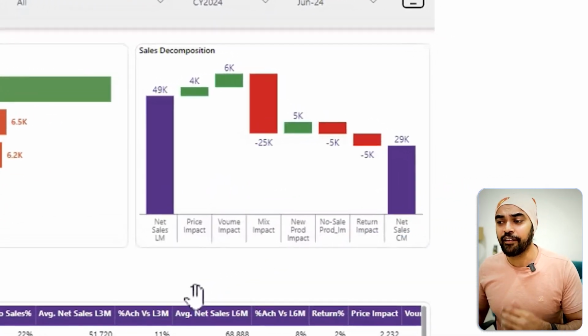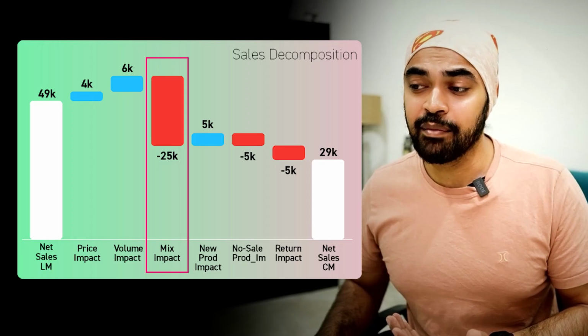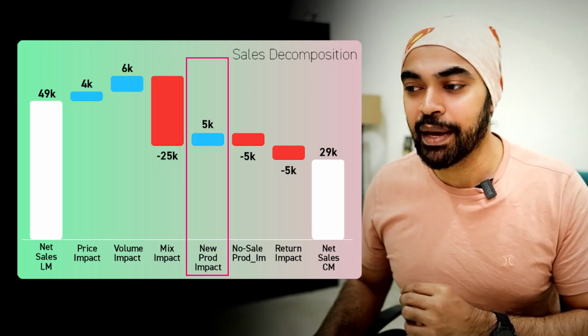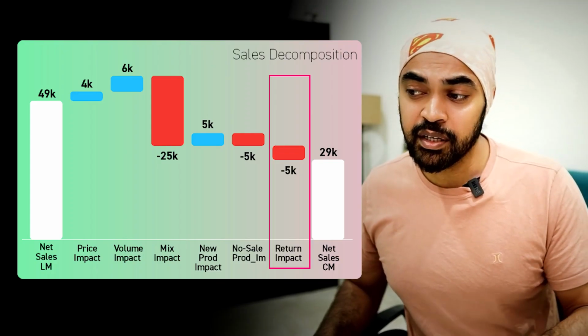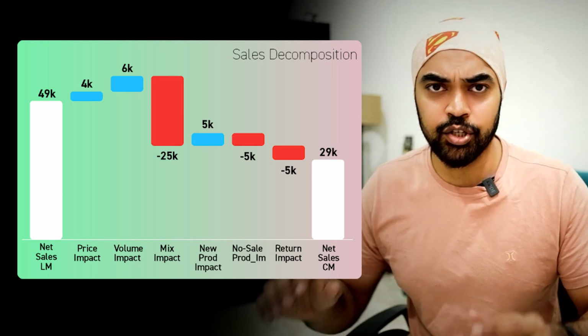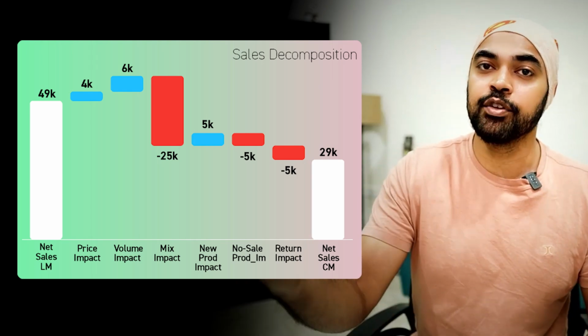Not only would you have the price, the volume, and the mix, so we have the price impact, the volume impact, and the mix impact, but there are other factors that you can add as well. What has been the impact of new products, products that were not sold, any kind of return impact, and then what is my current sales of the current month and things like that. So you can have as many branches added and as many layers of complexity added.